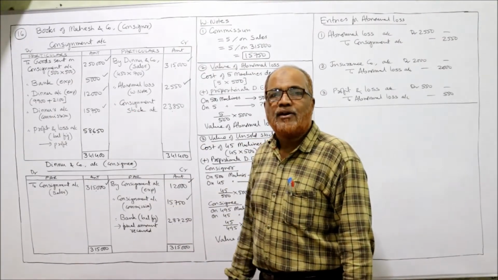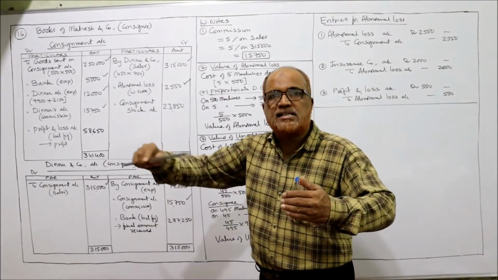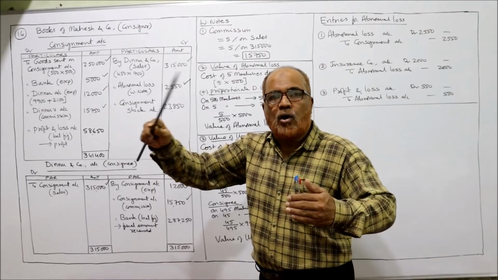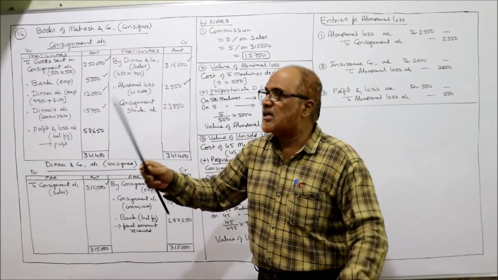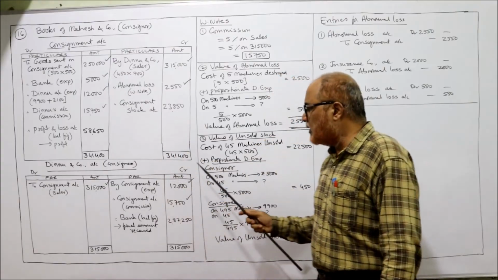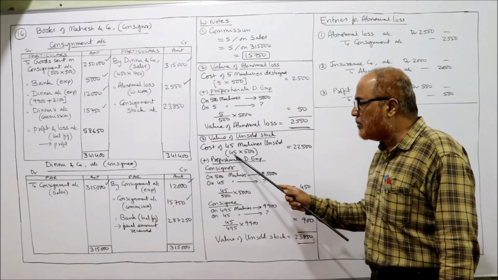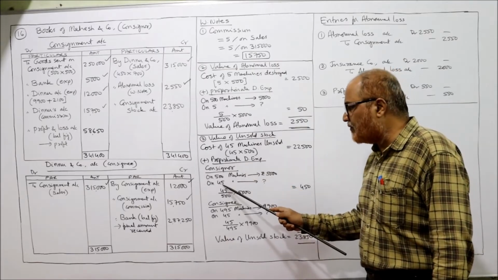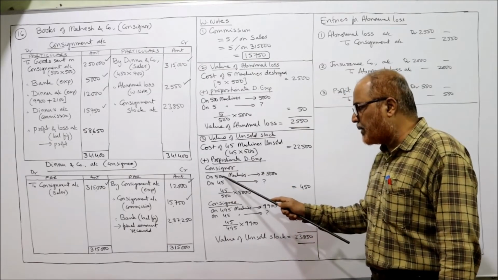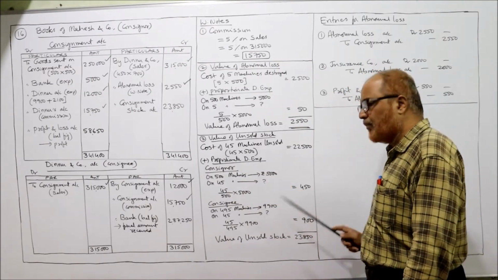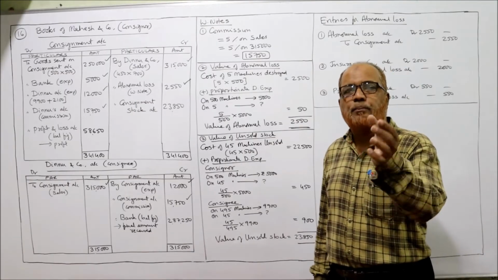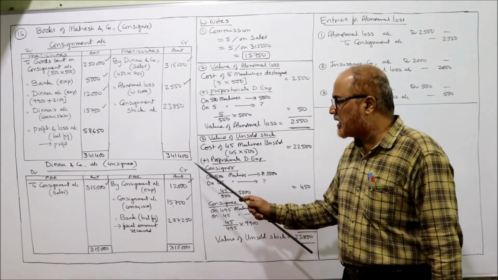500 machines the consignor sent. On those 500 machines he has spent 5,000 rupees. How many machines are remaining unsold? 45. For 45 machines, how much? 45 by 500 into 5,000 gives 450. So 450 is the proportionate direct expense incurred by the consignor.